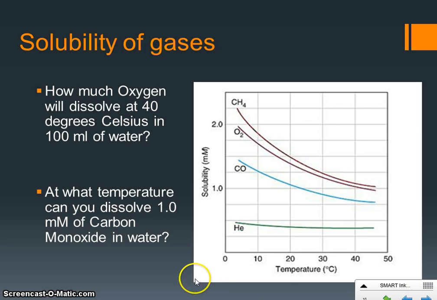For gases, same idea when you're reading them. So how much oxygen will dissolve at 40 degrees Celsius? You have 40 degrees Celsius, you find that oxygen line, take a turn, it's going to be about 1 millimole of oxygen. At what temperature can you dissolve 1 millimole of carbon monoxide in water? Carbon monoxide is CO. So if you have 1 here, you find the line, you take a turn, you come down, it's going to be somewhere around 22 to 25 degrees. Sometimes it's hard to estimate between the lines.